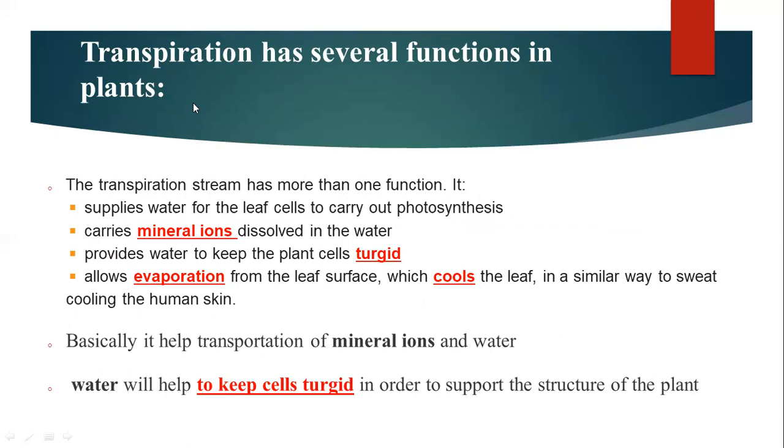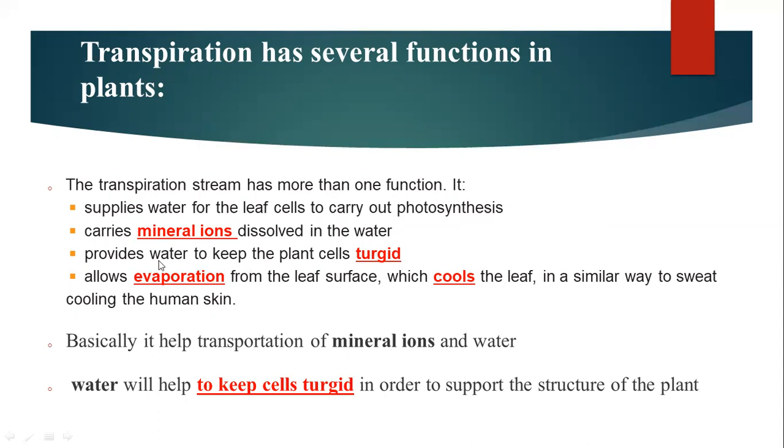Transpiration has several functions in the plant. What's the function of transpiration? In the exam they ask for two or three, so try to remember, it's very easy. First, it helps to supply water for leaf cells to carry out photosynthesis. How? Because loss of water causes a pulling force on the water in the xylem, so the water will move rapidly as the water molecules are attached together by cohesion or by hydrogen bonds. Along with water, mineral ions, as they are dissolved in water, will also be supplied to different parts of the plant through xylem.